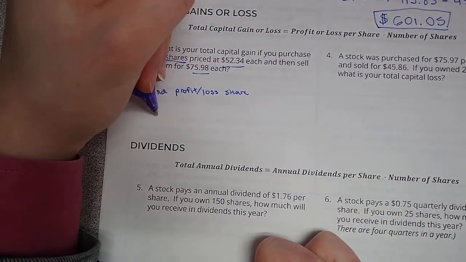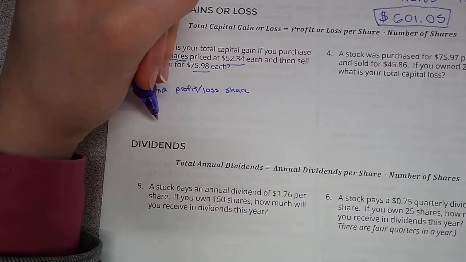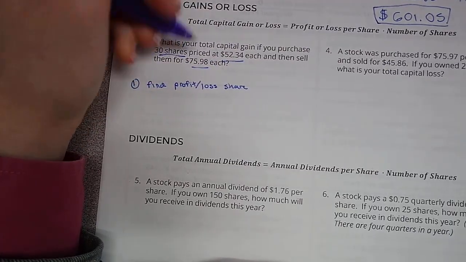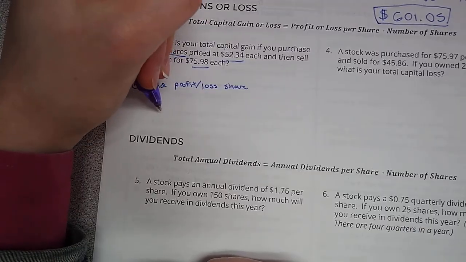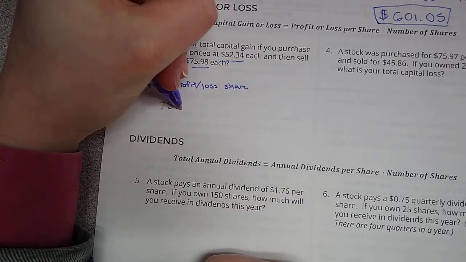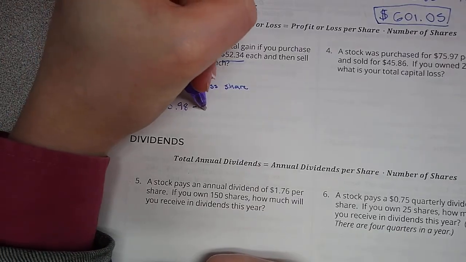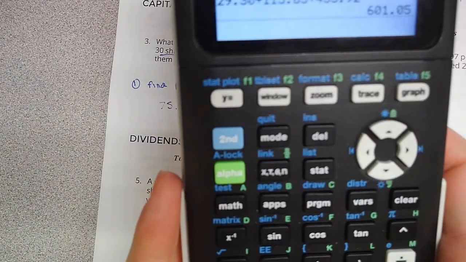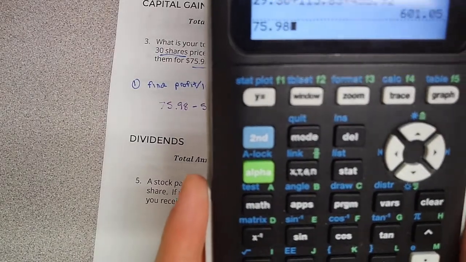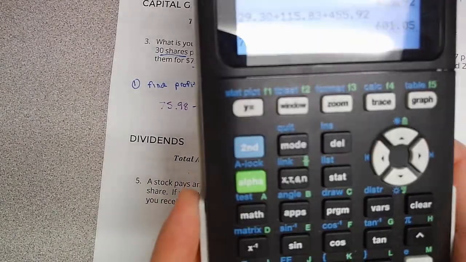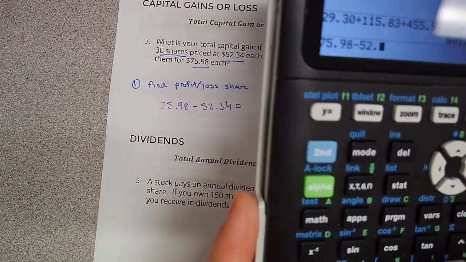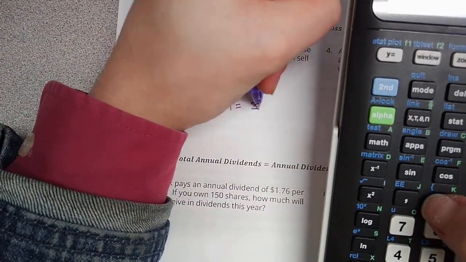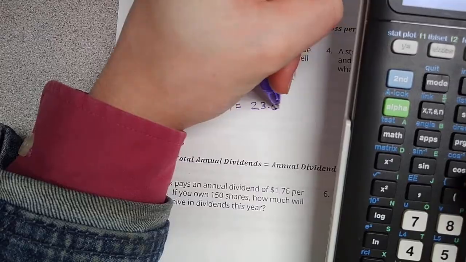So you bought them at 52.34, and then sold them at 75.98. So you made a profit, you made more money. We're going to take 75.98, subtract 52.34, to find out how much money you made on one share. Okay, so on one share, you made a profit of $23.64.